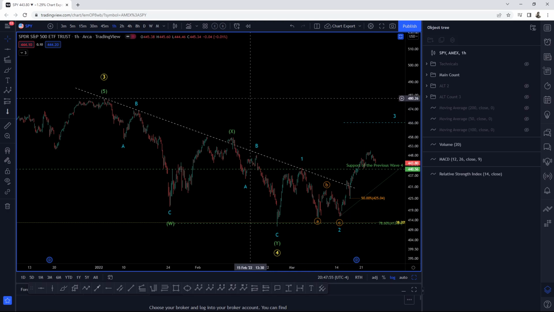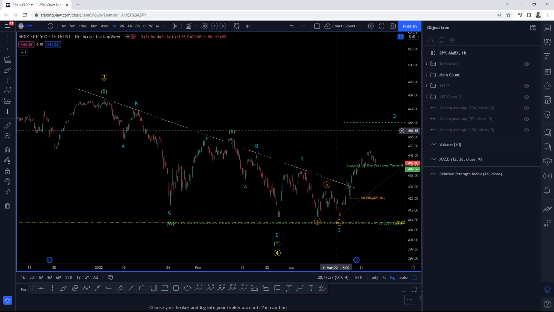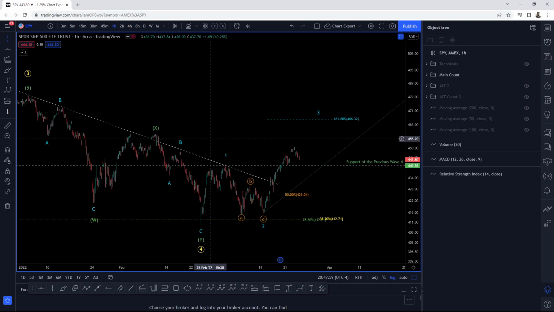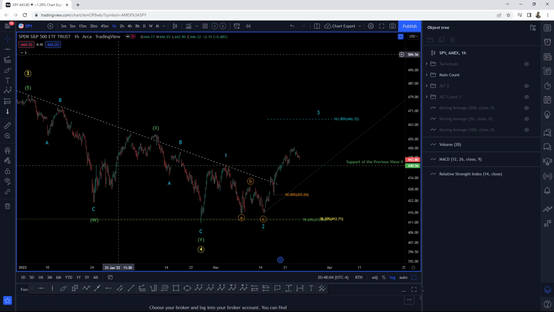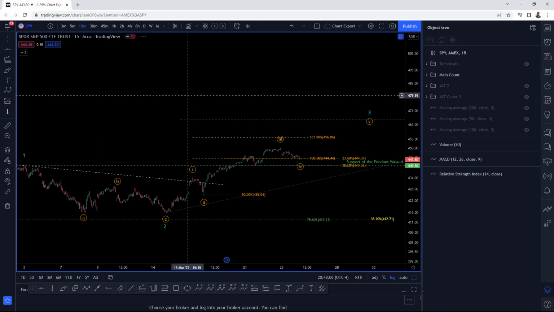So I'm going to take you guys down to the 30-minute time frame, and we're going to take a look at price action in this area from the 24th to the 23rd of March. Down to the 50-minute actually.